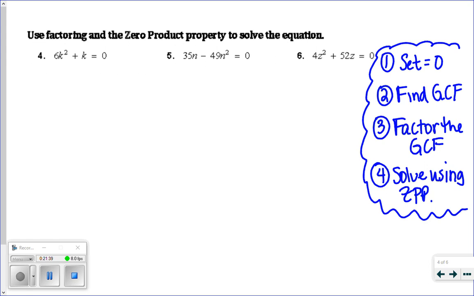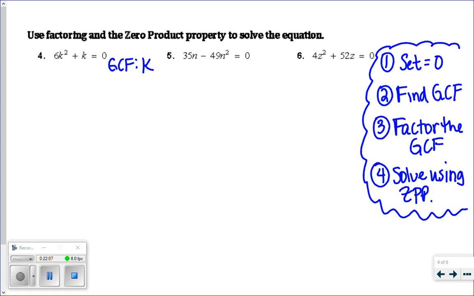On the first one, is it set equal to 0? Yes. So step 1 is done. Second, let's find the GCF between those two terms. I've got a 6k squared and plus k. As far as numbers, I've got a 6 and a 1. They don't have anything in common other than 1, so no numeric GCF. As far as the k's, lowest exponent is the greatest common factor. So I have 1k that they can both give up.